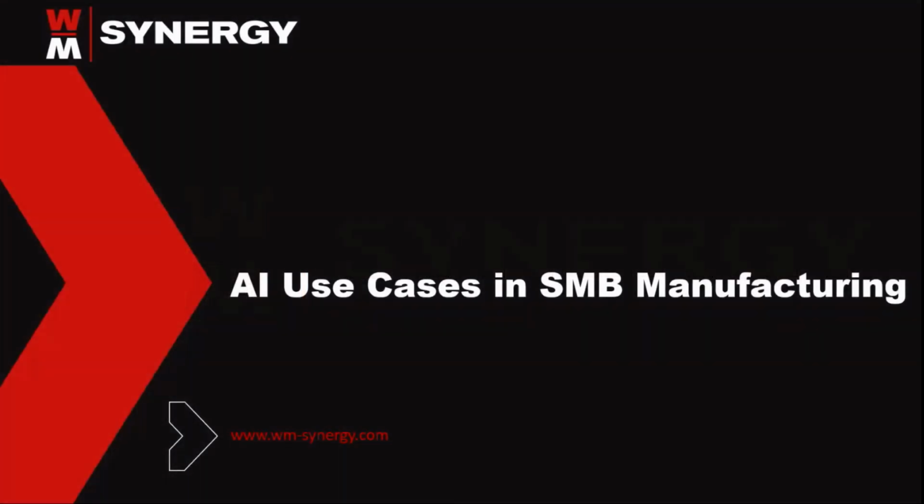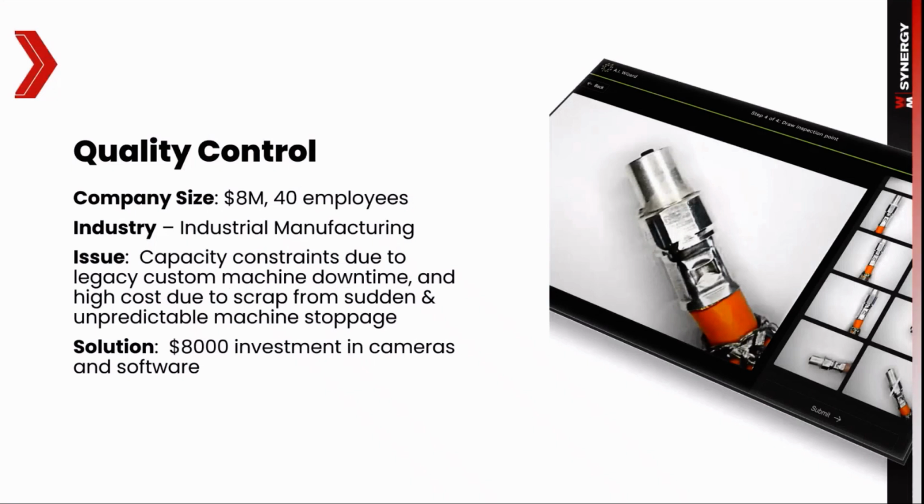So let's go through those use cases first. I have a couple here on this slide. This software is a tool called Connect AI. It connects directly to the ERP data or the QMS data or both. And this is an example of a company that's only 8 million in size, has 40 employees.